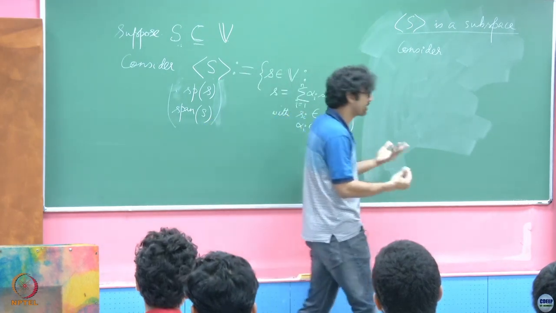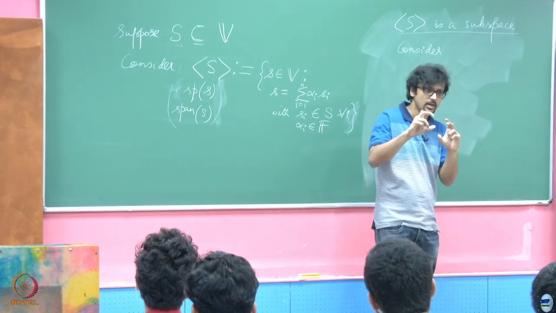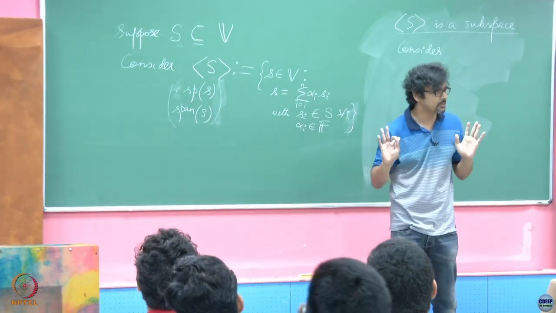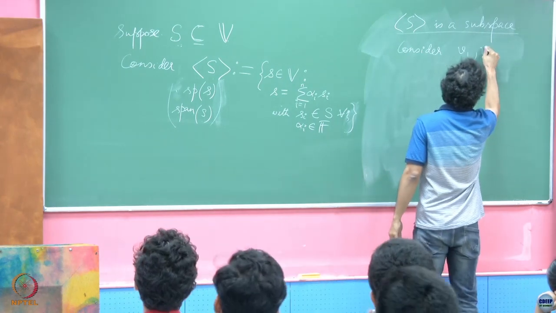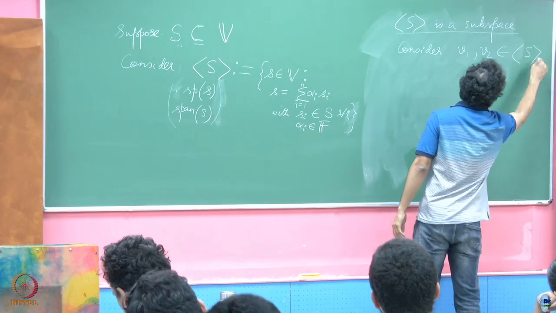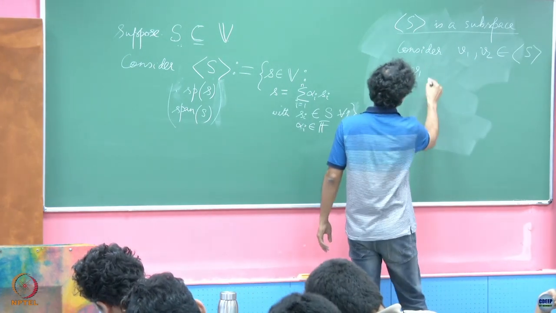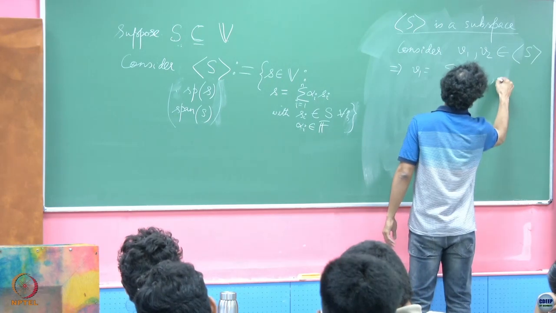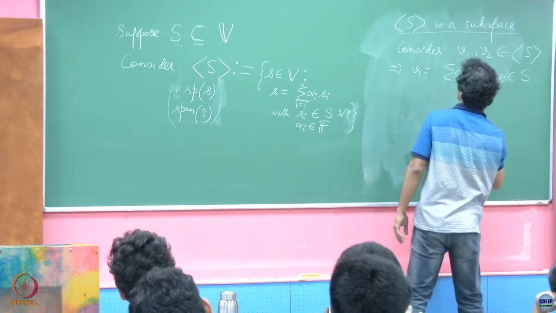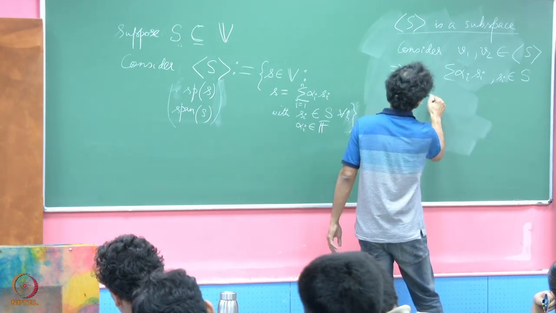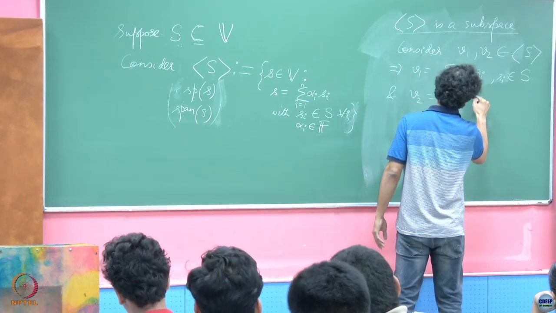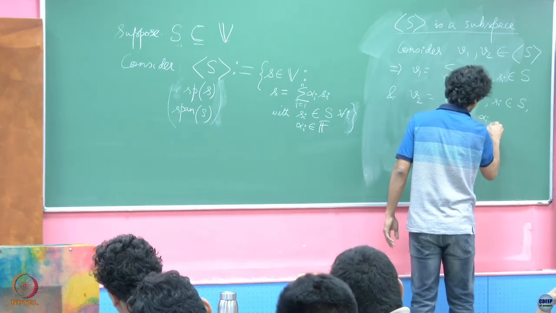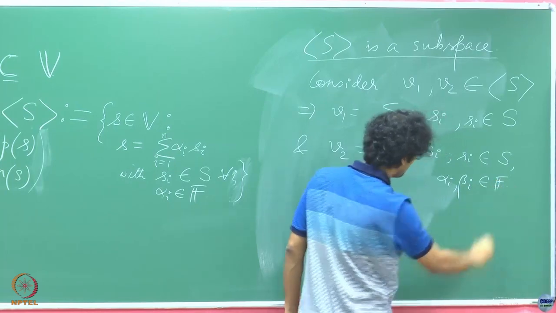So then it makes sense to investigate whether if you pick up two objects from the span, say V1 and V2, and then try out this check of alpha V1 plus V2, whether that's also contained inside the so-called span. So consider V1, V2 belonging to span of S. It means that we can write V1 is equal to summation alpha i Si, where of course Si belongs to S, and V2 is equal to summation beta i Si, Si belong to S, and of course alpha i, beta i come from the field.